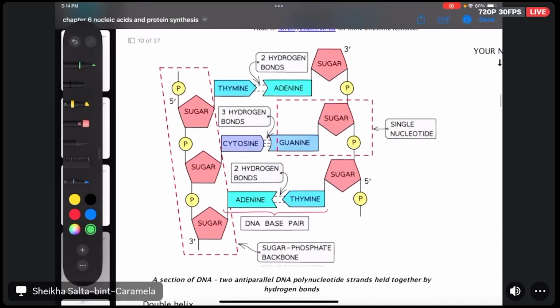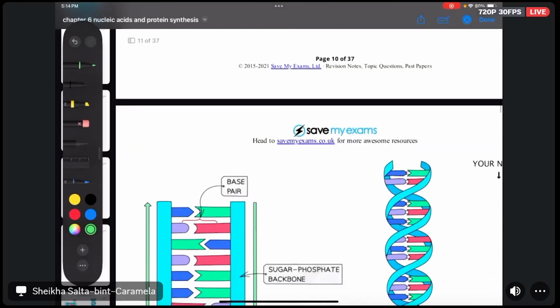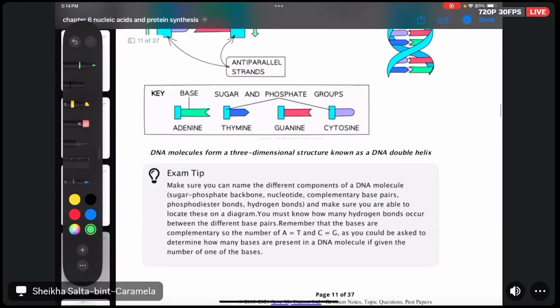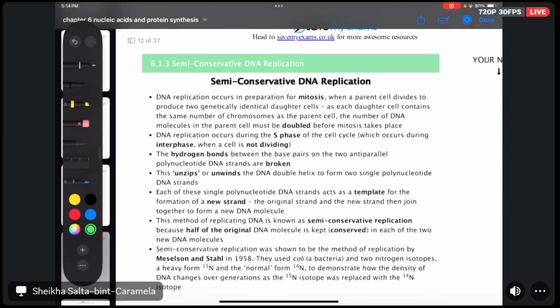So if you see over here, thymine and adenine are showing 2 hydrogen bonds, and then cytosine and guanine will show 3 hydrogen bonds. I already told you that it's a double helix structure. That's all you need to know for your DNA structure. And then we have the DNA replication. DNA replicates in a semi-conservative manner.